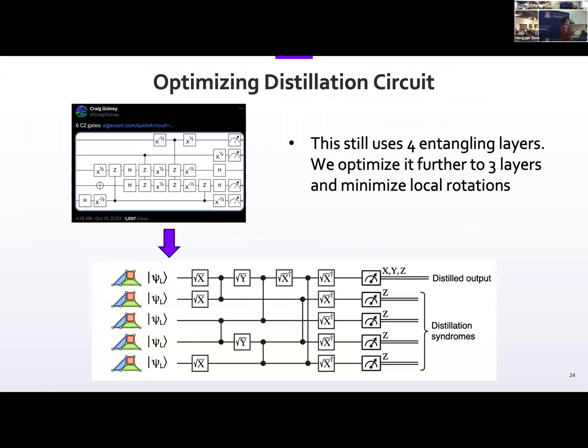Okay, so this particular circuit still uses 4 entangling layers. So we did some tweaking to really minimize both the local rotations and the number of layers, to optimize it to 3 layers in the end.